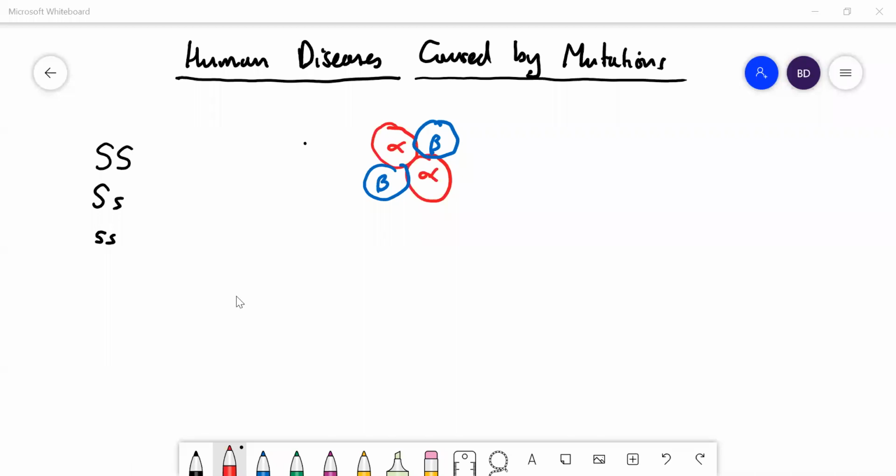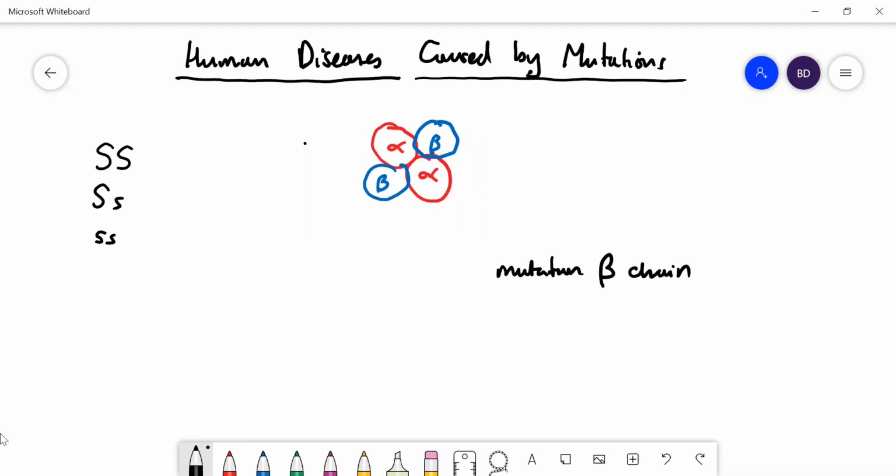Okay, we're going to use the example of sickle cell anemia to talk about human diseases which are caused by mutations. It's a really good example of how a change in a single base in the gene can have a massive effect on the health of the individual. Sickle cell anemia is caused by a mutation to the beta chain in hemoglobin.